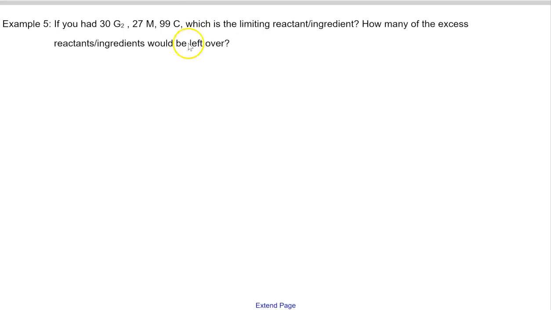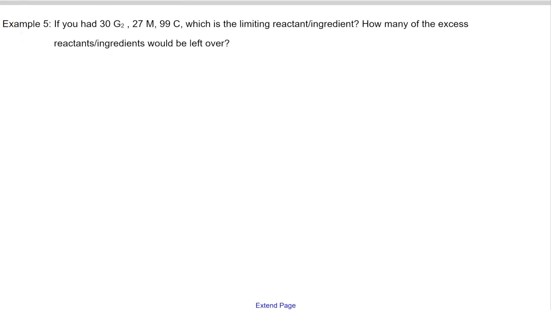Now problem 5, we're going to have, and yours has pluses. I don't like the pluses, so when I made this video, I changed it to commas because the commas would make more sense. So we have 30 graham crackers, 27 marshmallows, and 99 chocolates. I want to know what the limiting reactant, the limiting ingredient, is, and how many of the excess reactants or ingredients would be left over. So limiting reactant means what ingredient or what reactant is used up, therefore preventing us from making any more of whatever we're trying to make. The excess reactant or ingredients would be whatever's left over in the end that we have extra of.